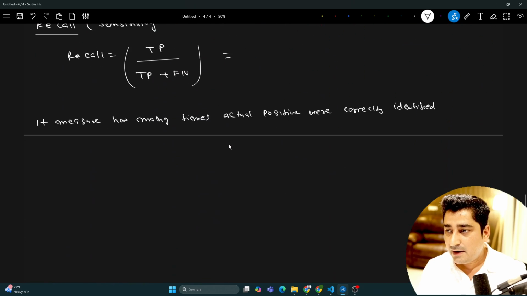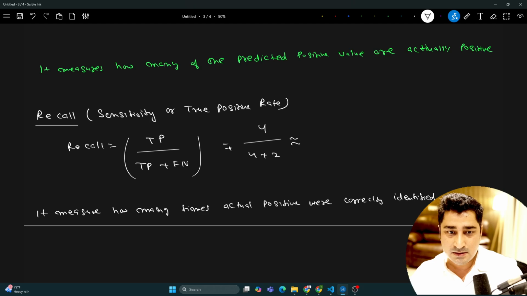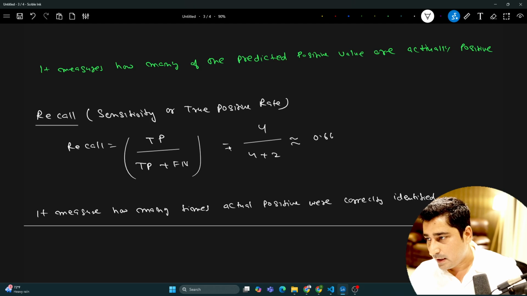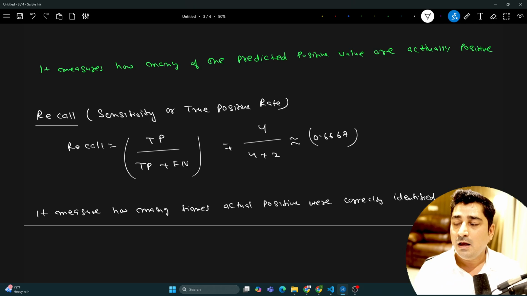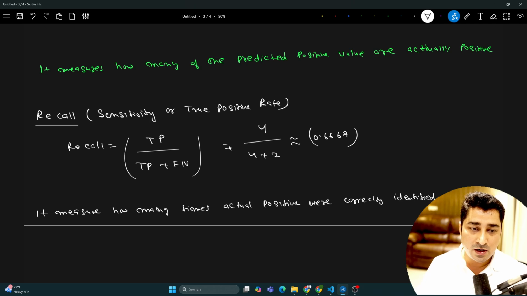So here, if I have to do the math, I can simply write 4 divided by 4 plus 2, which is approximately 0.6667. So this is the percentage. So the recall or sensitivity of my model is 66.67%. This is what I can say: that 66.67% of the time my model was able to identify a positive value as a positive value.